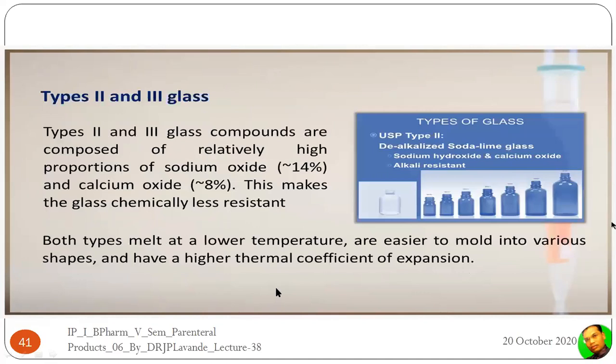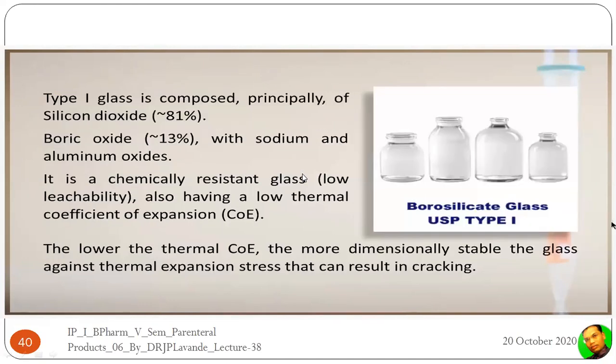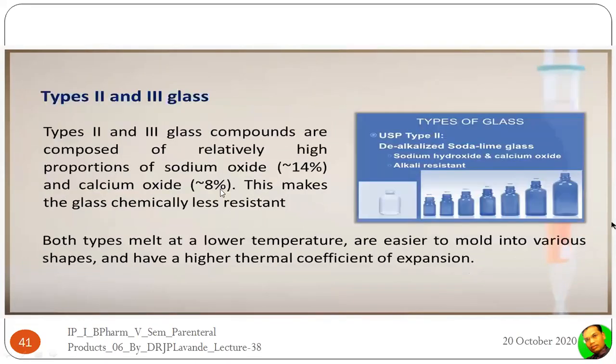Type 2 and type 3 glass are composed of relatively high proportions of sodium oxide, that is 14%, whereas calcium oxide is 8%, and this makes the glass chemically less resistant. Both types melt at a low temperature, are easier to mold into various shapes, and have a higher thermal coefficient of expansion. USP type 2 glass is the dealkalinized soda lime glass, with sodium hydroxide and calcium oxide, that is the alkali resistant glass.